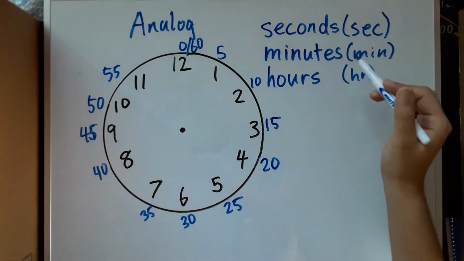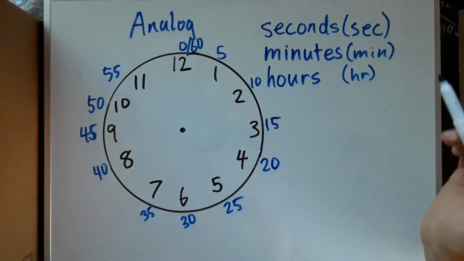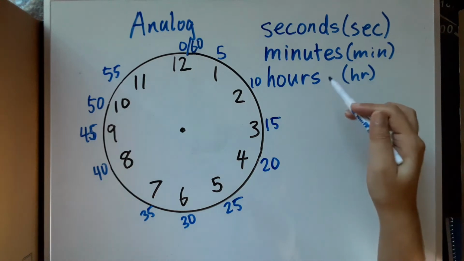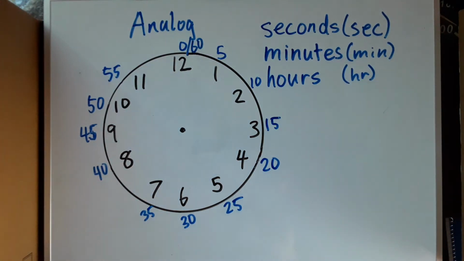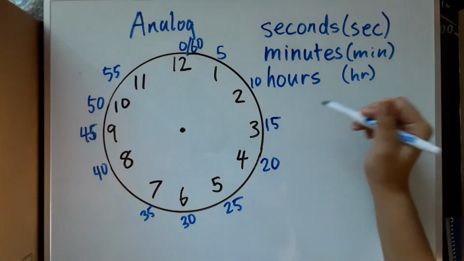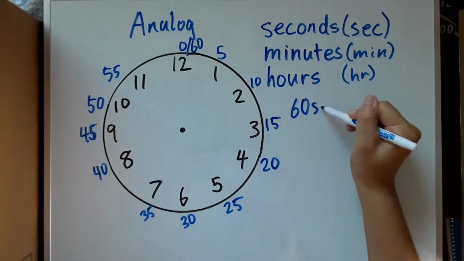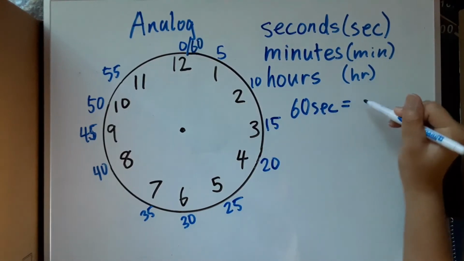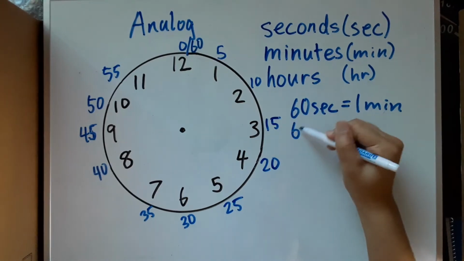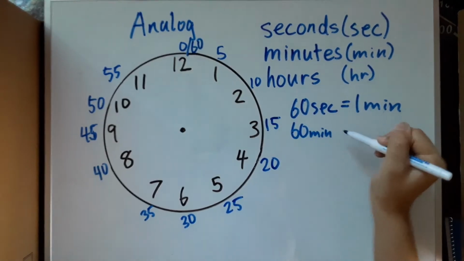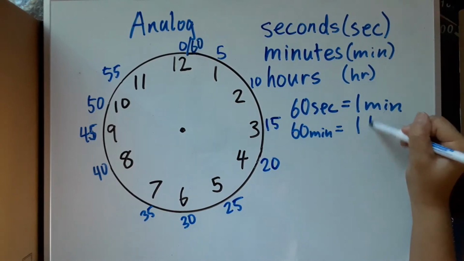In a minute, seconds are smaller than minutes, and minutes are smaller than hours. But how much smaller is a minute to an hour or seconds to a minute? 60 seconds equals 1 minute. And 60 minutes equals 1 hour.